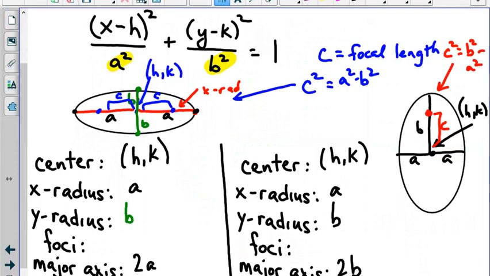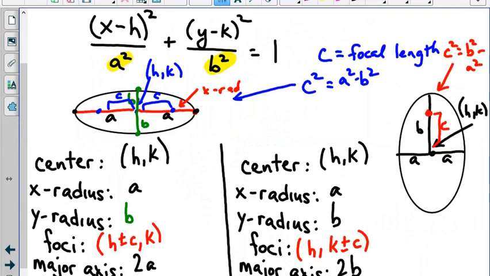So our focus points in this particular problem, where it's stretched in the x direction, would be, remember our distance is c, h plus or minus c, comma k, because they're in the x direction. And over here where it's stretched in the y direction, it would be h, comma, k plus or minus c. So remember, c is our focal length, and c squared equals a squared minus b squared is something that shows up.